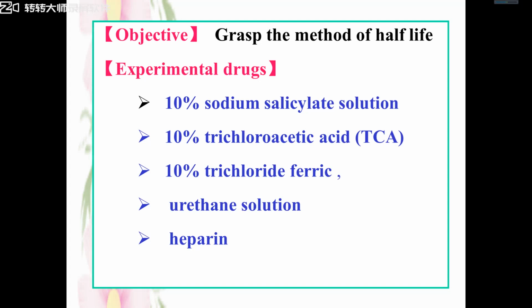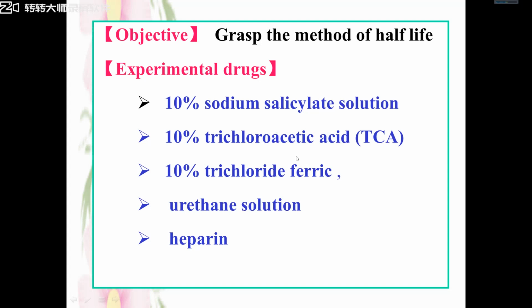The second one is 10% TCA, trichloroacetic acid. TCA can precipitate protein from the blood circulation, so this one is the protein precipitant. Next, the third one is 10% ferric trichloride. This drug is a yellow solution, and it is the chromogenic agent. We use this one in accord with the drug's concentration.